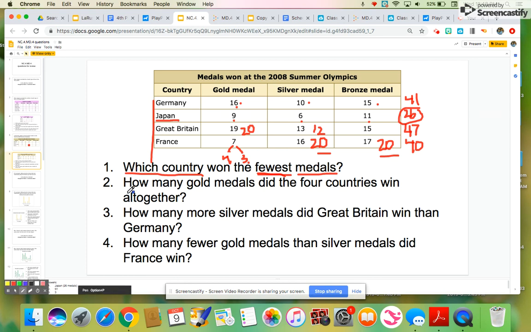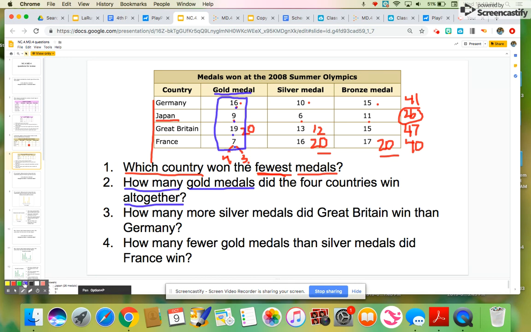All right, question number 2. How many gold medals did the 4 countries win all together? When I see that word all together, that means I need to add them all together. I know that I need to look in the column that says gold medals, and I need to add all 4 countries together. So what I want you to do is add up all 4 countries. 16 plus 9 plus 19 plus 7.